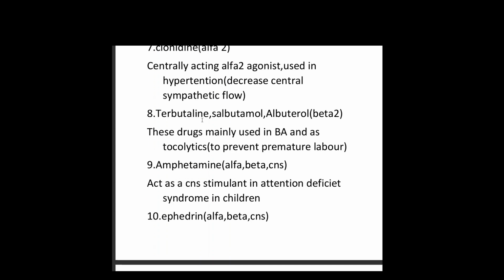Next, very important, beta 2 agonists: terbutaline, salbutamol, albuterol. These drugs are mainly used in bronchial asthma because of the beta 2 selectivity. And as tocolytics, to prevent premature labor. Tocolytics are what? Uterus relaxants. We do not need the baby to be born now, it's very early for birth of the baby, so we use tocolytics. So beta 2 agonists you could use.